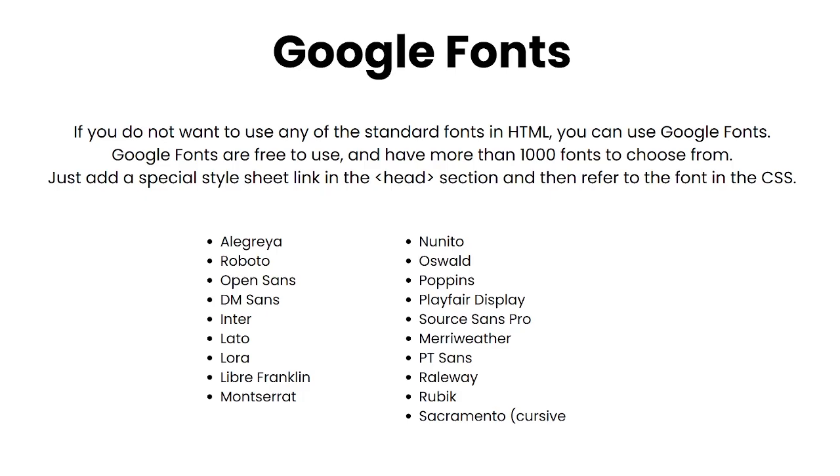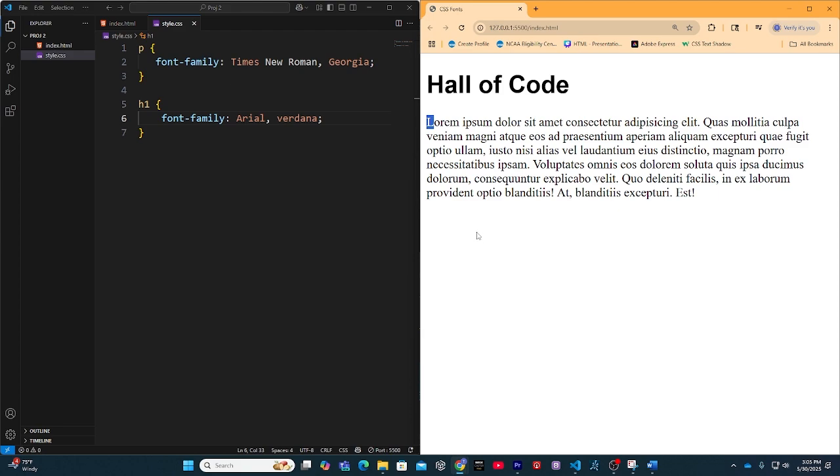All right. Now, if you don't want to use any of the standard fonts in HTML, you can use Google Fonts. Google Fonts are free to use and have more than 1,000 fonts to choose from. Just add a special style sheet link in the head section and then refer to that font in the CSS. Now here are some of the most popular Google fonts that most web developers use. So let's take a look at how we use Google Fonts.